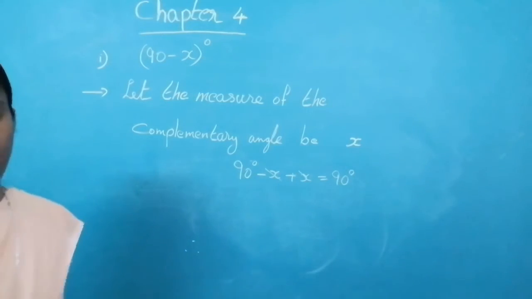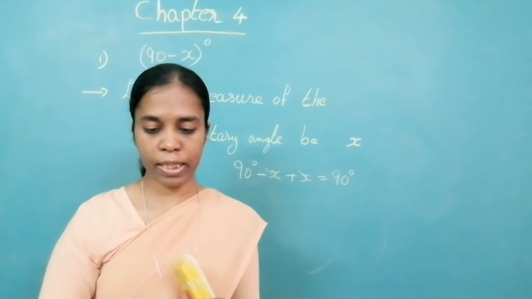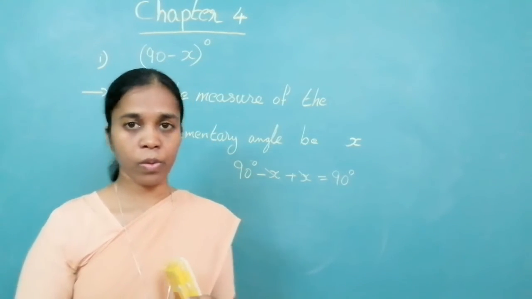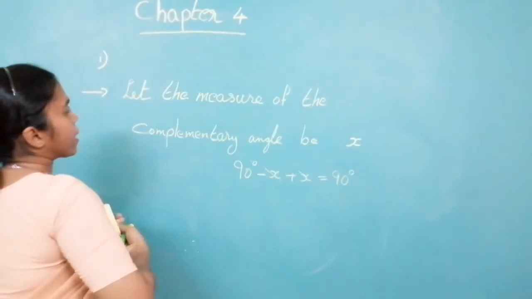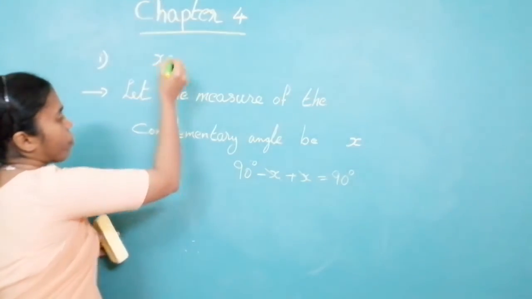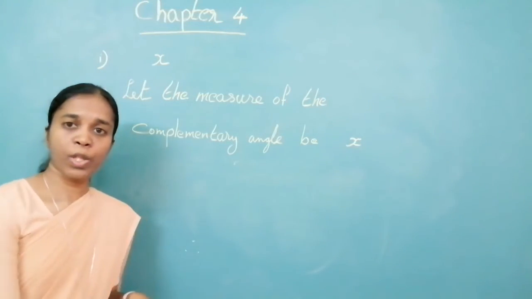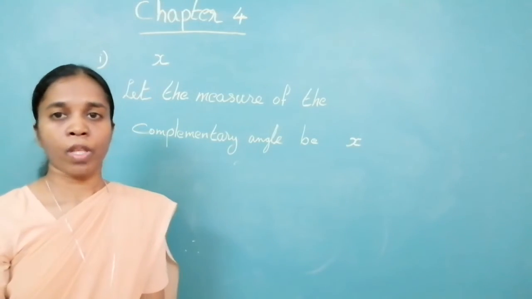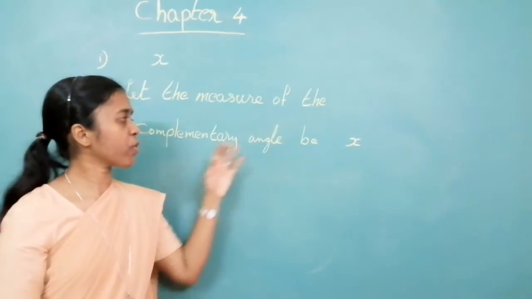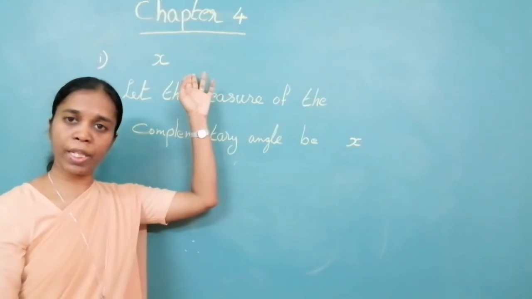Okay, we are talking about practice set 16. Please take practice set 16. Suppose you are given an angle as x degree. You have to find the complementary angle of x. Now, can we write this? Let the measure of the complementary angle be x. This itself is a variable.